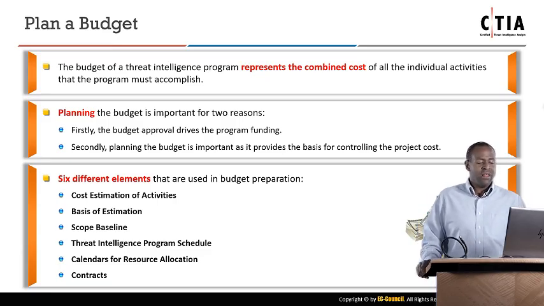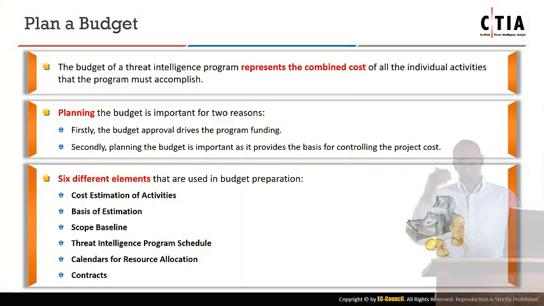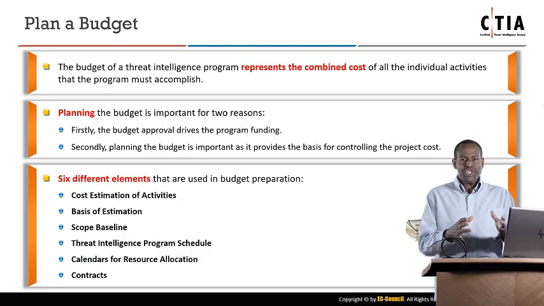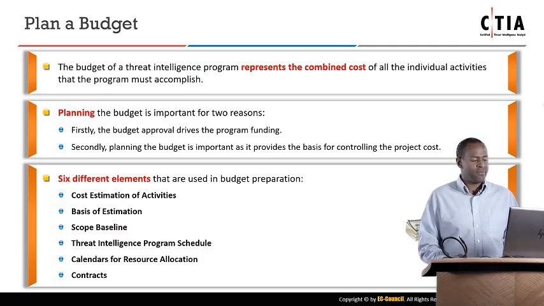There are 6 elements that are used in budget preparation. How do you do the budget? Number one, take your activities, we talked about those in the previous slide, and find out how much each activity costs. Number two, have the basis of the estimation. You need to make sure you're basing your estimation on benchmarked information. In other words, last time the developer was used in a similar project, she charged X number of dollars per hour, so this time we can look at the same charge for a developer.